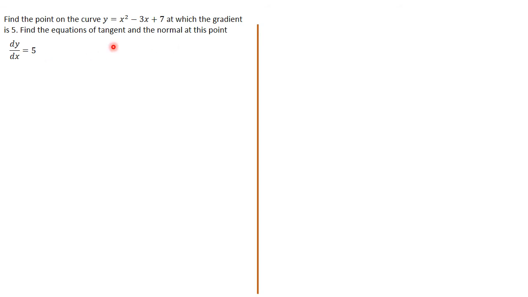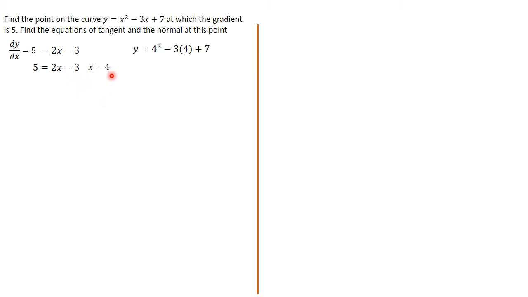Therefore, we proceed as follows. First of all, we know that differentiating gives us the gradient, and we're saying that the gradient is 5. Therefore, dy/dx equals 5, and differentiating this gives 2x minus 3. So 5 equals 2x minus 3. Simplifying for x, you take negative 3 to the other side, 5 plus 3 is 8, so 8 equals 2x, and therefore x is 4.